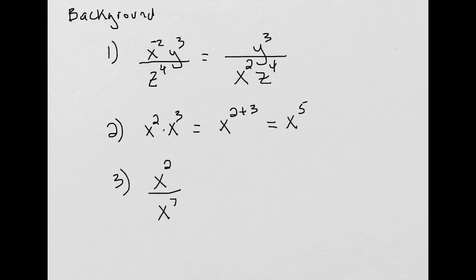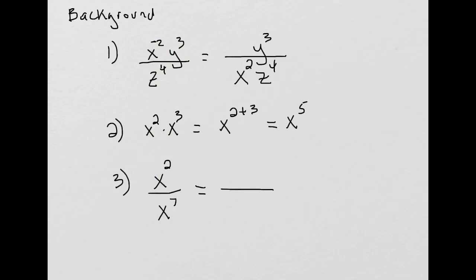The third concept that I want to review is how we divide like bases. You can see in the third example I've got x squared over x to the seventh. To handle that, we're going to subtract the exponents. And you'll notice I have more factors of x on the bottom than I have on the top. That means I'm going to have x's left over on the bottom, and all my x's on top are just going to become 1.